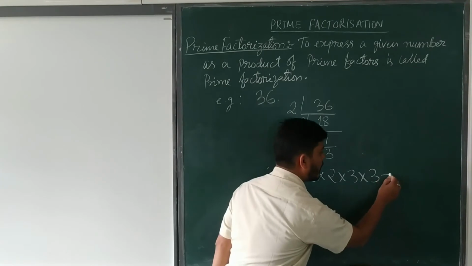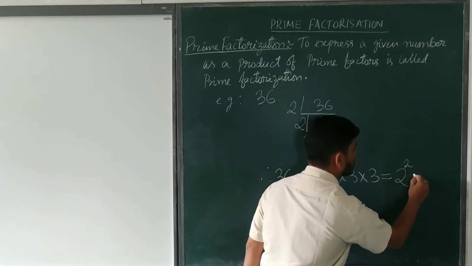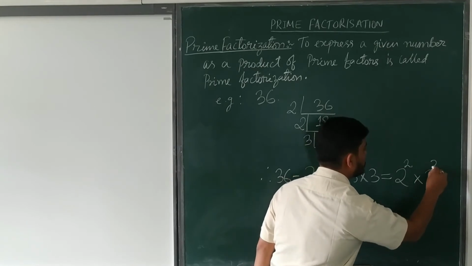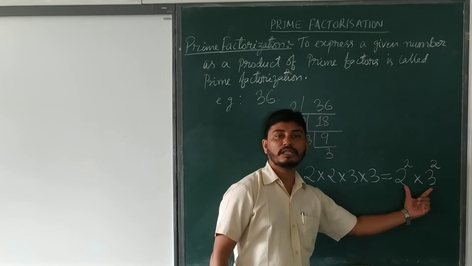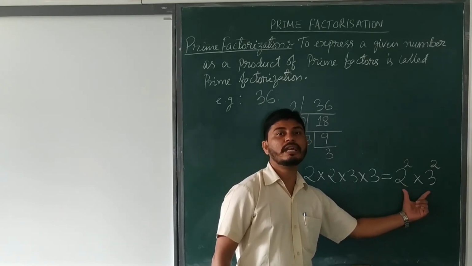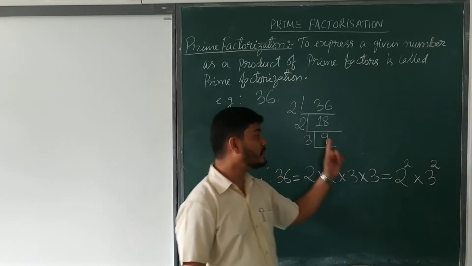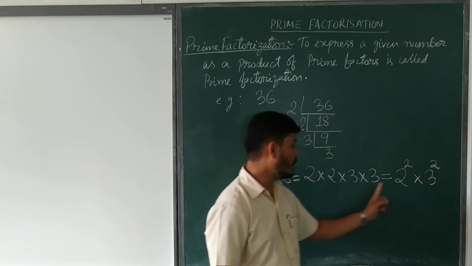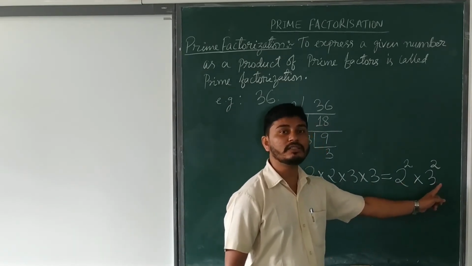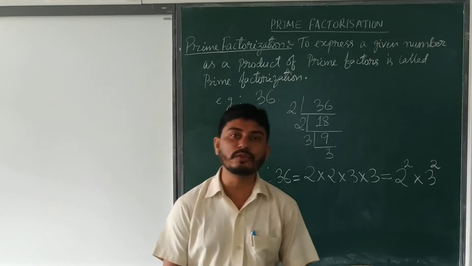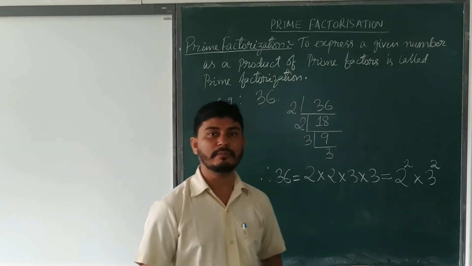Now this can also be written as 2 square into 3 square. This way of writing is called exponential form. Here we have used the concept of power, and you must finish the factorization here, not here. It has to be summed up here. Why? Because this concept will be very much useful while doing HCF and LCM.